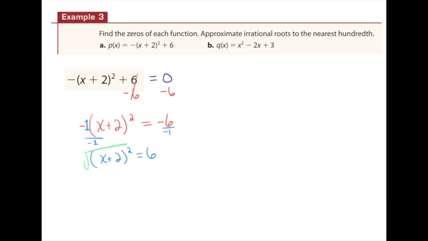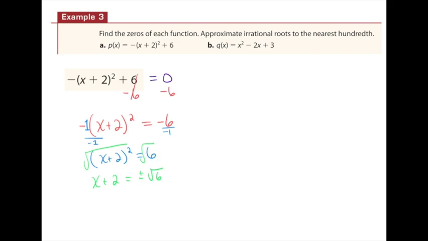Take the square root. On the left-hand side, that square cancels. On the right-hand side, I have positive and negative square root of 6. Positive and negative square root of 6. Square root of 6 does not have a perfect root. It's just 2 times 3. I can't even simplify that root.